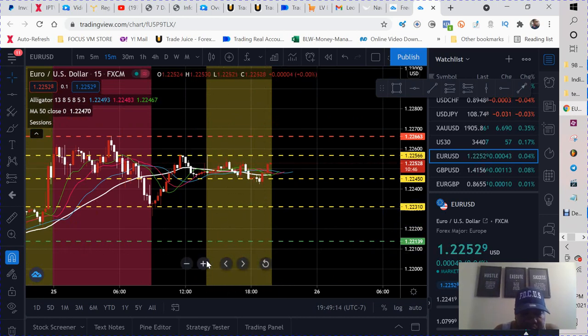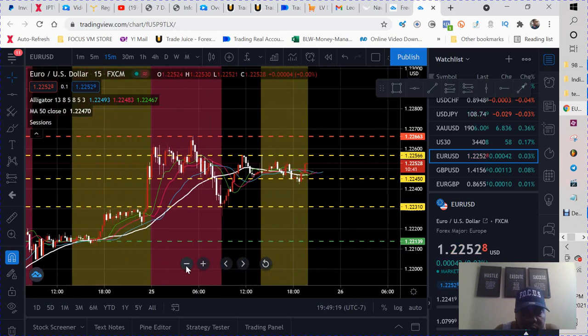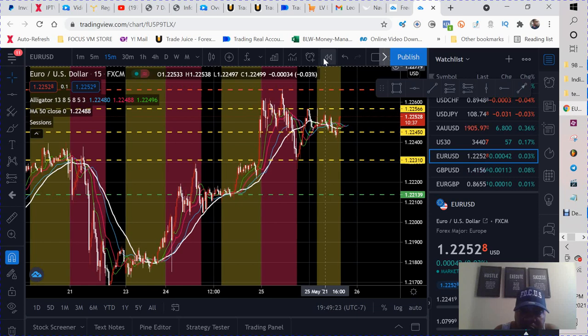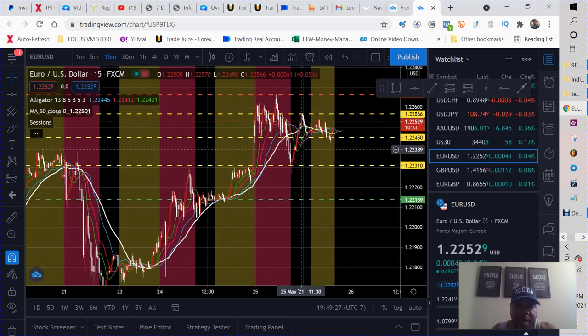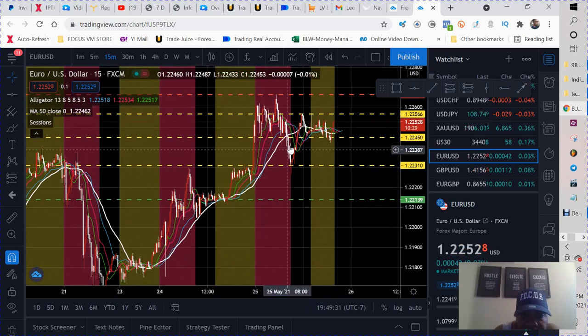Let's shrink it and let's just see how long this trend has been going, just to give us some more confirmation. You know what I'm saying? All right, so that's been pretty strong. Right, so it's been moving to the upside. If we drew a trend line from here to there, it looks like the trend has been broken.